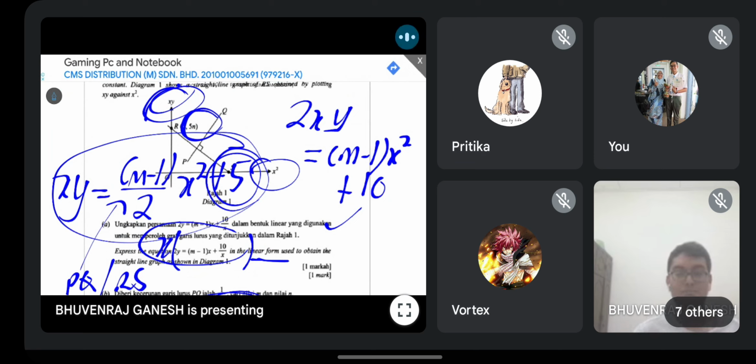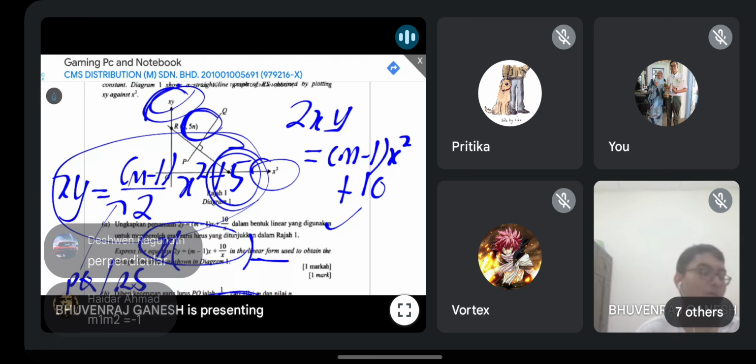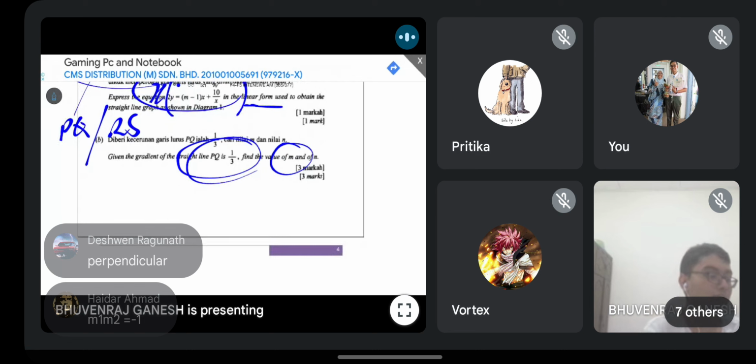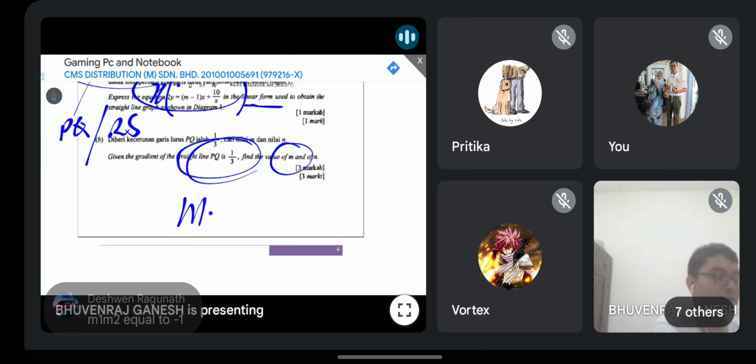Anyone? What is the relationship between PQ and RS? What is the equation I can construct connecting PQ and RS? Yes, perpendicular. M1 times M2 is negative 1, correct. Okay, so can I ask you, what is the gradient of RS now?